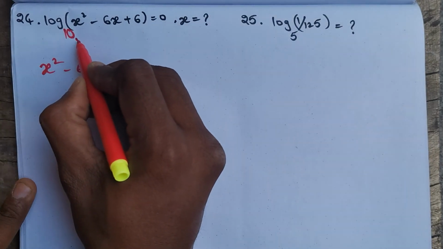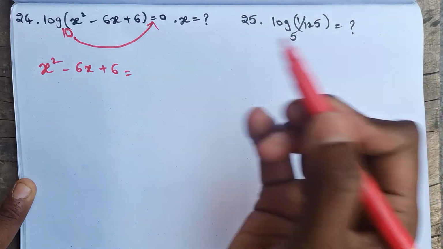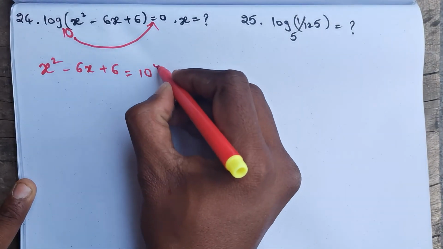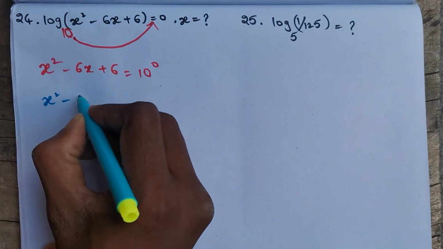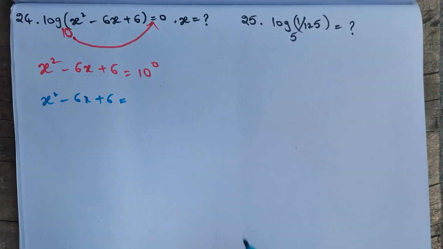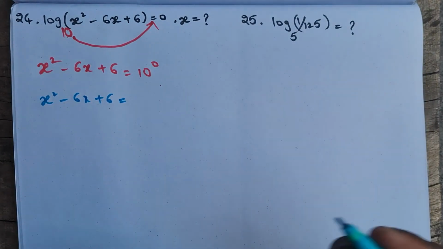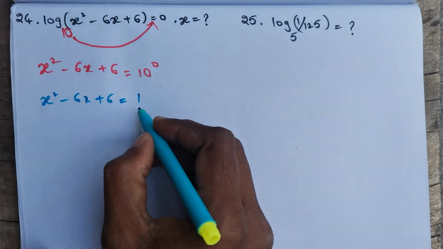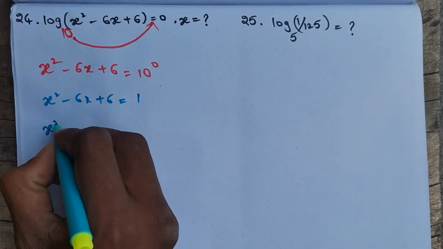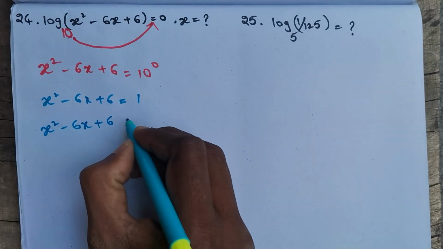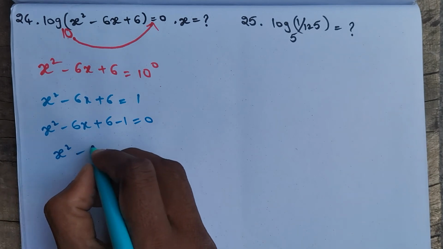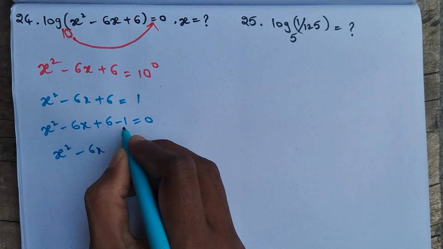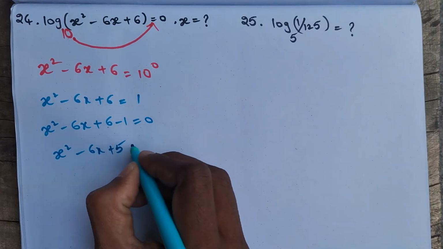equals to 10 power 0. Here 10 is the base, take the same base on the right side also. Here base 10, here also base 10. Now x square minus 6x plus 6 is equal to 10 power 0. Any number power 0 is 1 always. Now 1 we will bring to the left side. x square minus 6x plus 6 minus 1 is equal to 0. So x square minus 6x plus 6 minus 1, which is 5, is equal to 0.